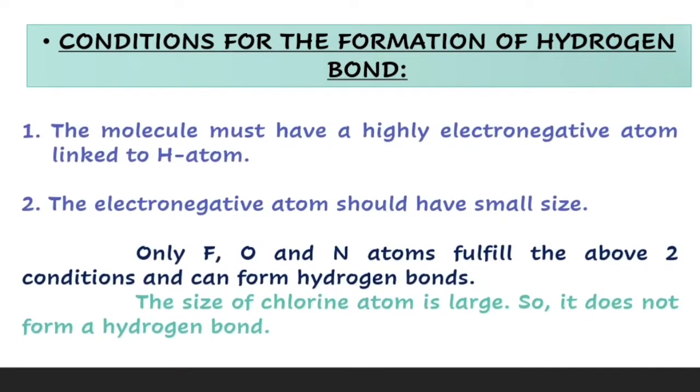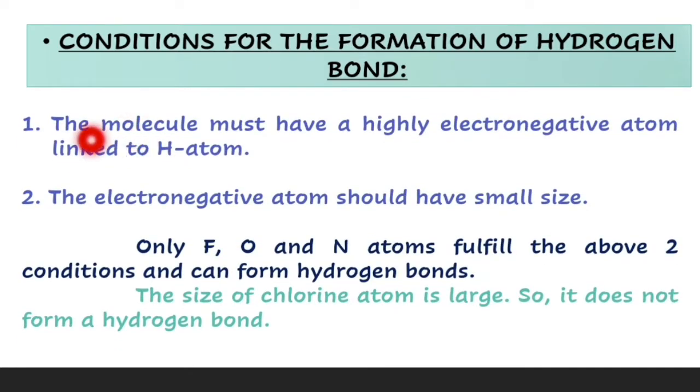Now, what are the conditions for its formation? The first condition is that the molecule must have a highly electronegative atom linked to a hydrogen atom. So, there should be a hydrogen atom linked to an electronegative atom. The second condition is that the electronegative atom should have a small size. That means only fluorine, oxygen and nitrogen atoms fulfill the above two conditions and can form hydrogen bonds, because they are small in size as well. The size of a chlorine atom is large, so it does not form a hydrogen bond. Similarly, sulfur is also a large atom, so it will also not form a hydrogen bond.